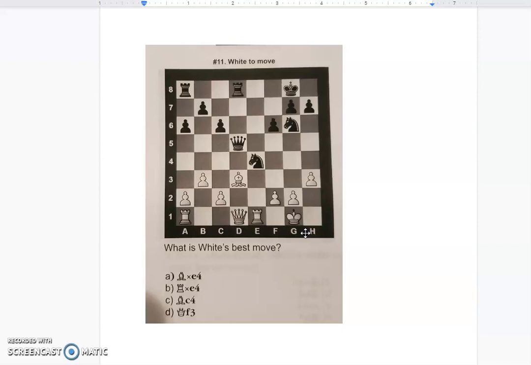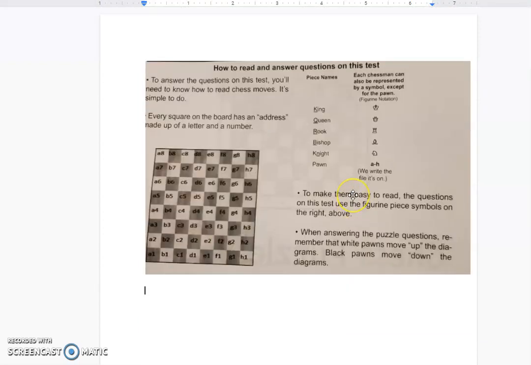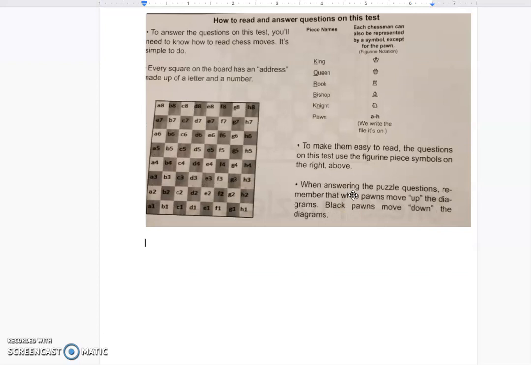If you get good at these types of tests, you get good at chess. These are really good exercises for getting good at chess. Okay, so first up, we need to understand what chess notation is.